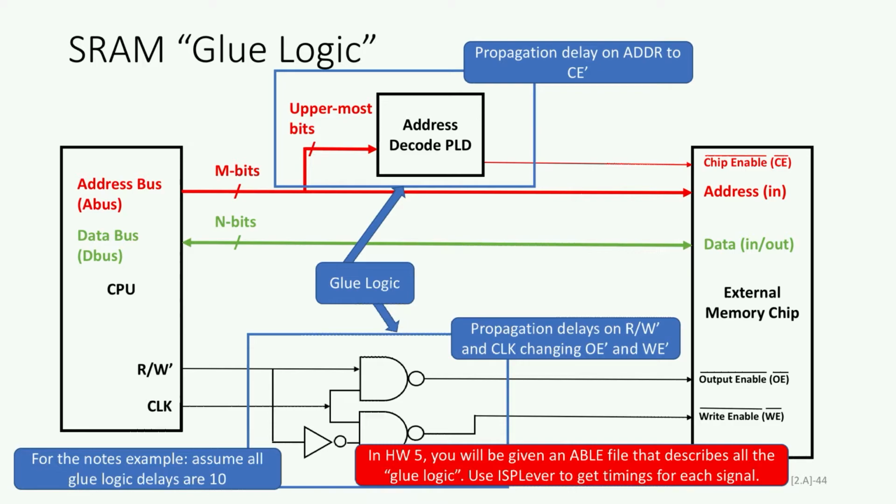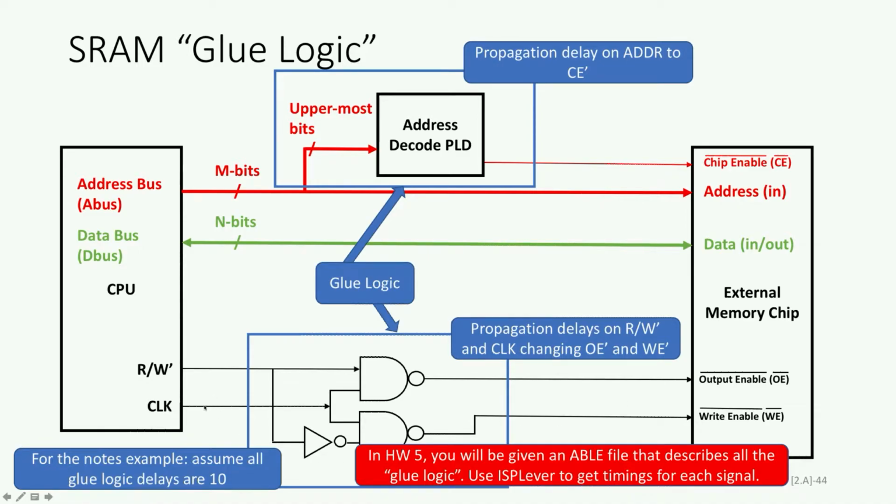So what is the glue logic? The glue logic is just the stuff in between the CPU and the external memory chip: the decoding PLD up here and the little gates that we've used on the other side. This matters because when any of the signals to the left of this change, they don't immediately show up over here. They have to propagate through these gates first. This first example in the notes assumes that all of the delays are 10 nanoseconds. So as soon as this signal changes, it doesn't matter what any of this logic is, we assume that 10 nanoseconds later this one is ready.